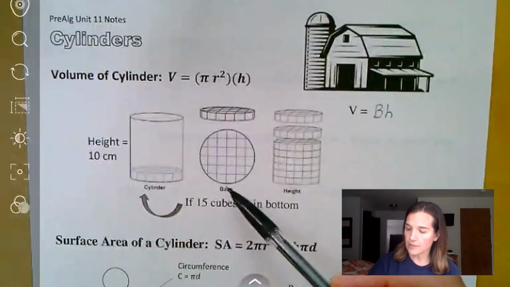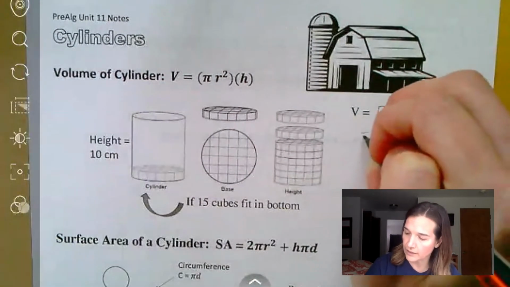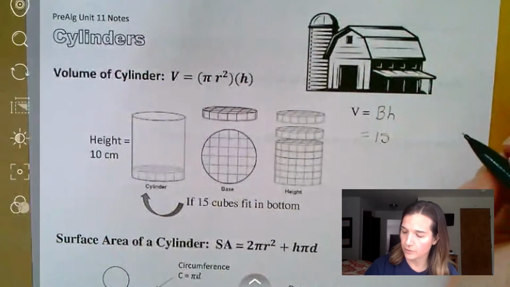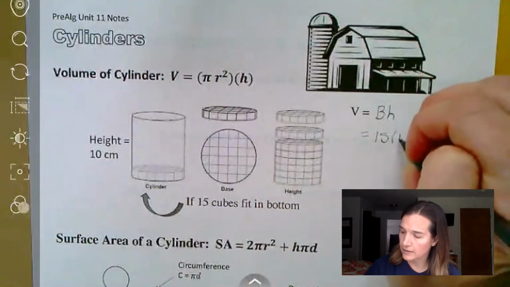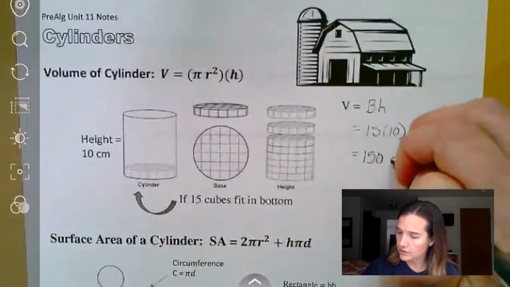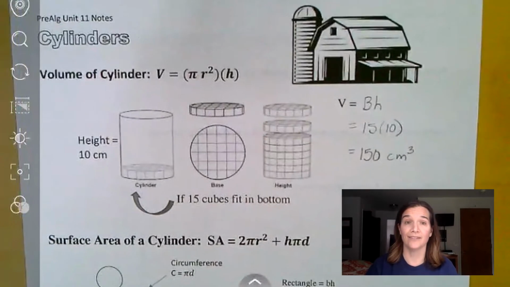What's great is sometimes they tell you, on this one, they tell you 15 cubes will fit in the bottom. So if I had to find the area of this, it would be 15. That's how many cubes fit in the bottom, or the area of the base, times the height. And we see that over here as 10. And so we end up with 150 centimeters cubed, again, because we're writing down how many cubes we can fit inside that shape.